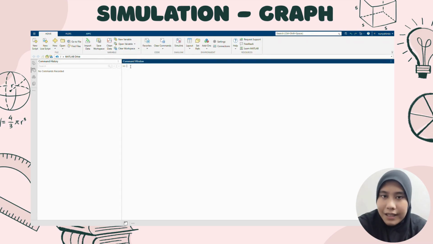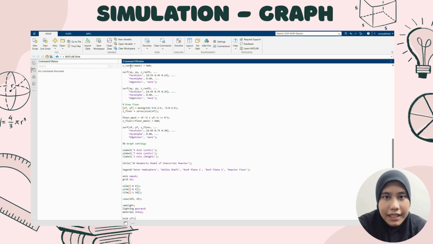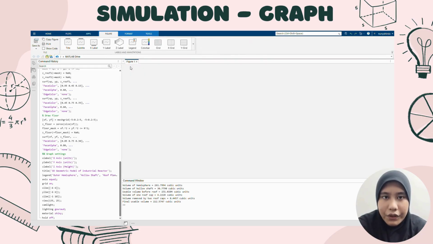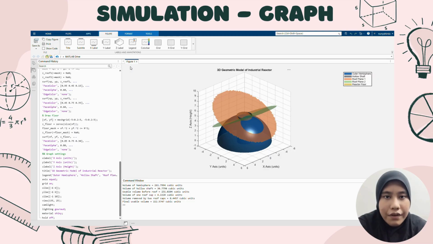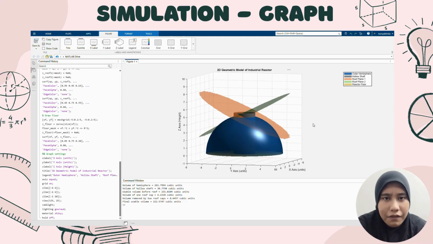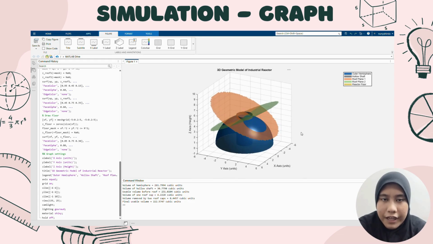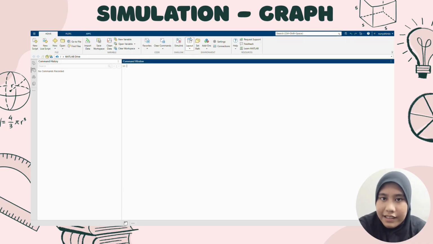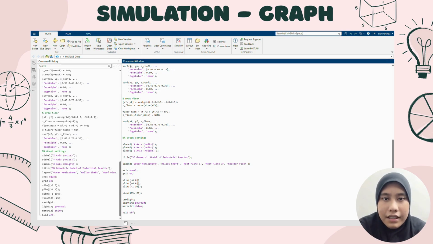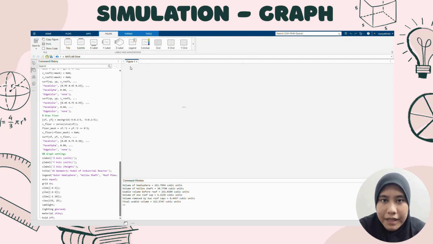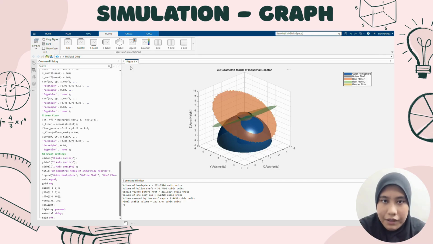Since there are two roof caps, the total roof volume removed is approximately 8.4457 cubic units. Therefore, the final usable volume obtained from MATLAB is approximately 222.5747 cubic units. This value is very close to our manual calculation, which is rounded to 222.58 cubic units. The 3D graph also shows the reactor model clearly. The blue part represents the outer hemisphere, the grey cylinder represents the hollow shaft, the orange and green planes represent the roof planes, and the yellow surface represents the floor.